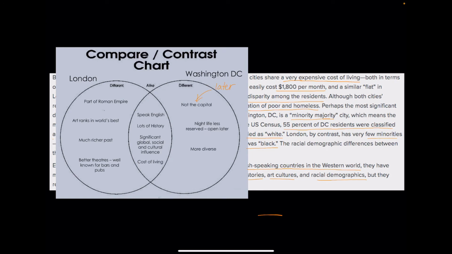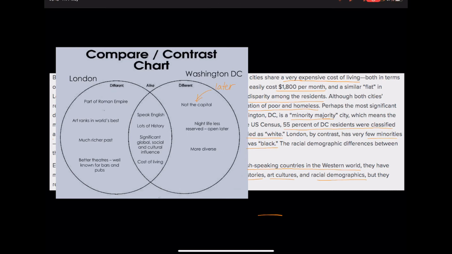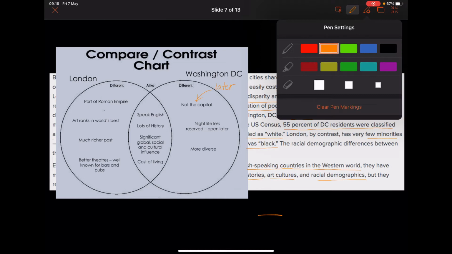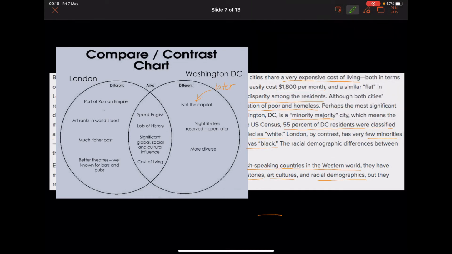Okay, so if you've got any more, that's absolutely fine. You can find as many as you want to. Okay, so this is how you would use the Venn diagram. Now, just as an example sentence here, I'm going to write down, let me see if I can find a nice colour. So, if you had to tell me in sentence form the differences and similarities between London and Washington, D.C., I'm just going to do one sentence.